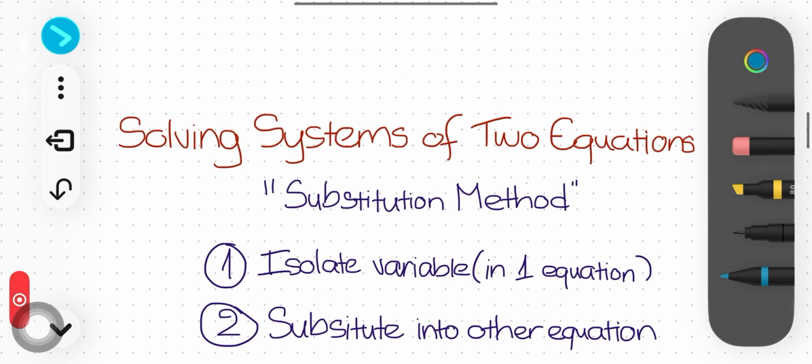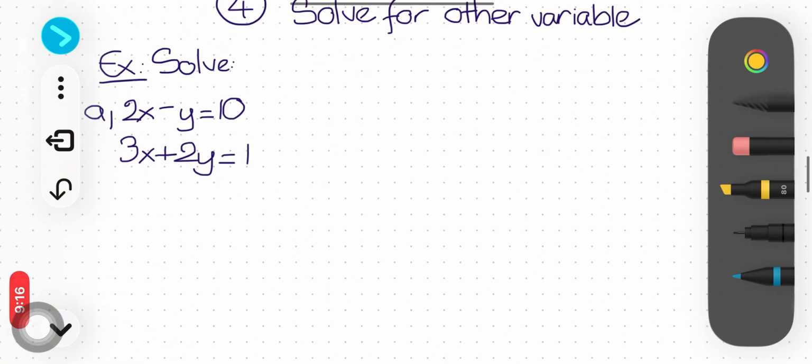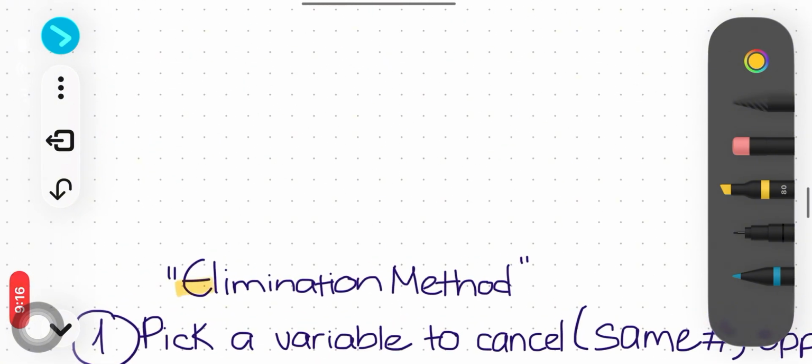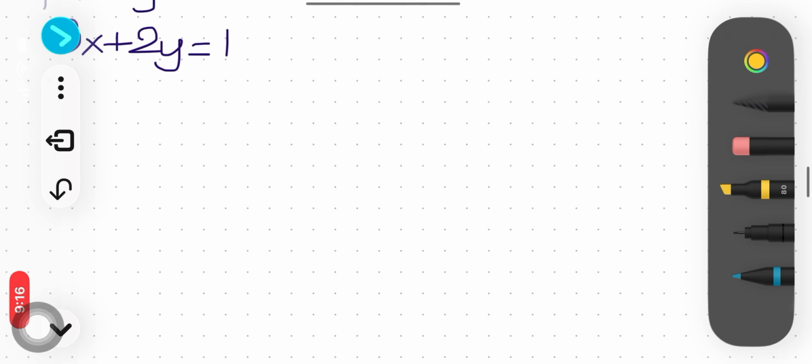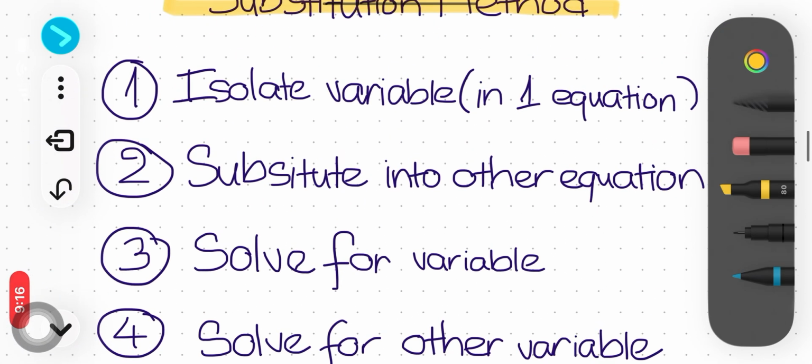Hi guys, today we will learn about solving systems of two equations. So we will have two methods for this. The first one is the substitution method and the other one is the elimination method. So now we will do the first one.